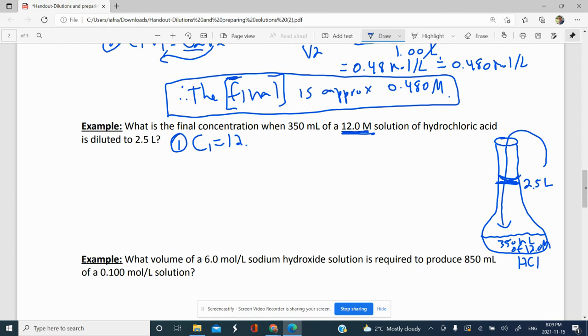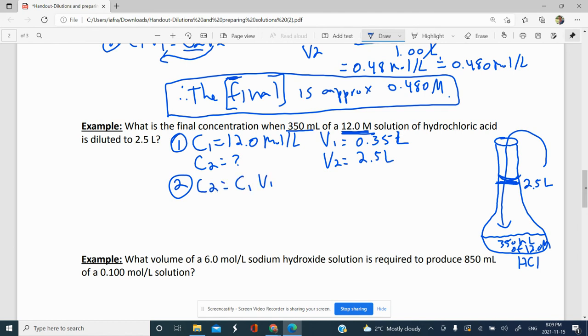So C1 is 12.0 moles per liter. V1, we're starting off with 350 mils, but we write it as liters, 0.35 liters. And then we're going to dilute it to a new volume of 2.5 liters. And we want to find what the new concentration is going to be. So we know from our previous example that C2 is equal to C1 V1 over V2. And we're going to predict this to be smaller than C1 because you're diluting it.